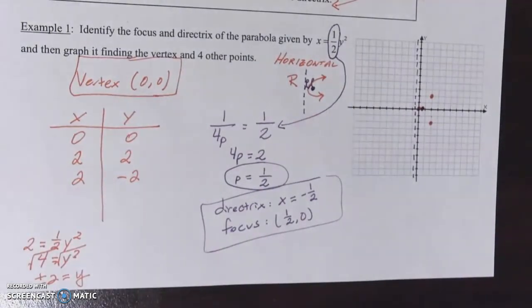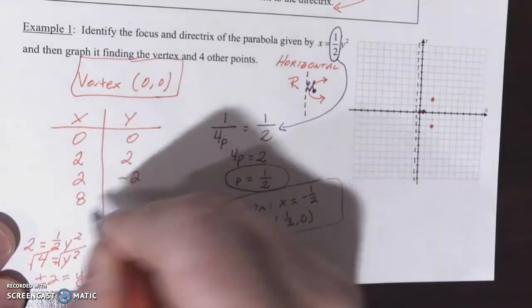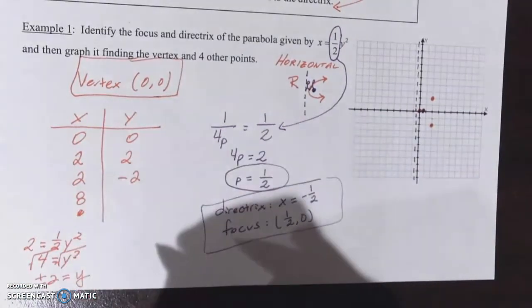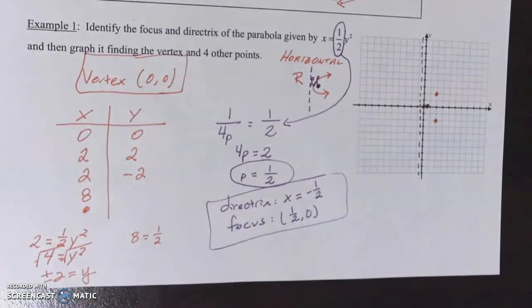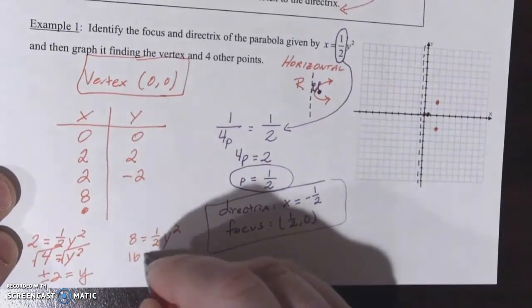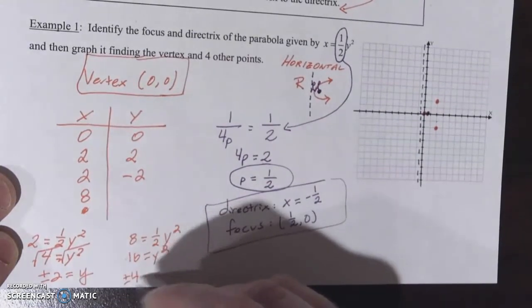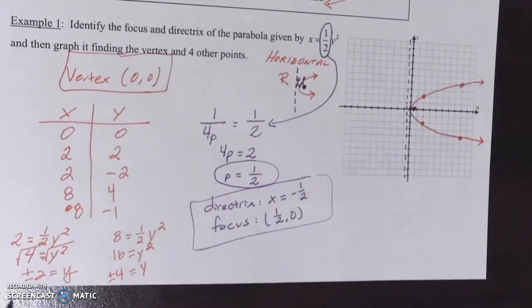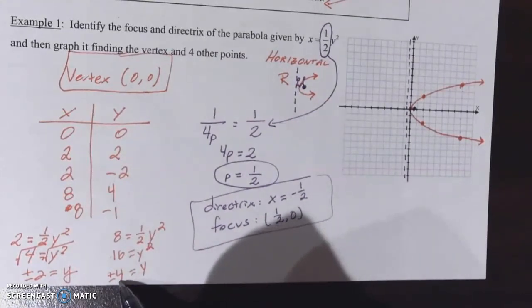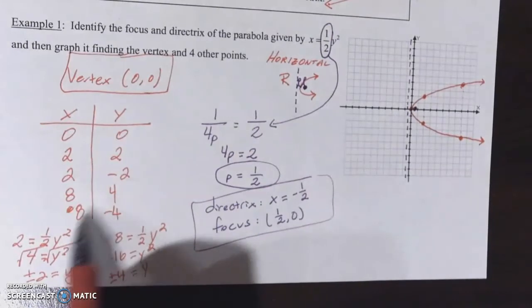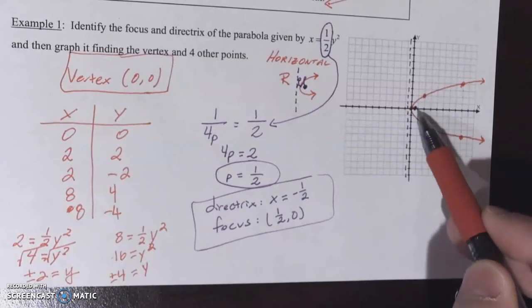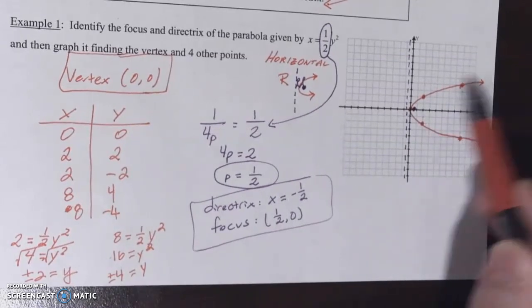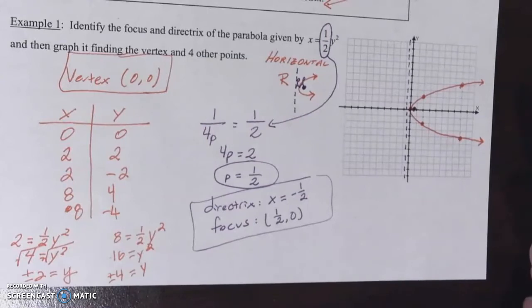All right, good. The next one that would make sense for us here would be 8. So if I plug in x equals 8, I get 16 equals y squared. I get plus or minus 4. After getting the plus or minus 4, we have our 8 comma 4 and 8 comma negative 4. I took the liberty of plotting those points here for us: 2, 2, 2, negative 2, 8, 4, 8, negative 4. We've got our parabola, and now we get to recap.